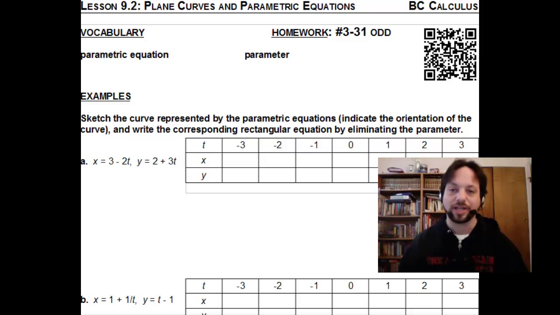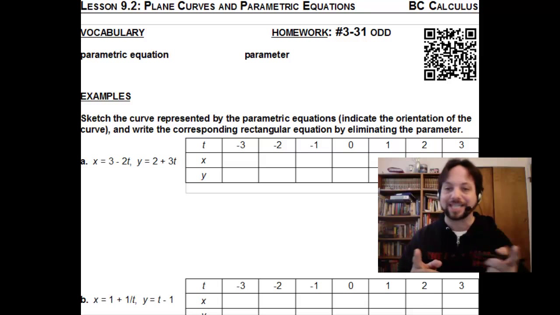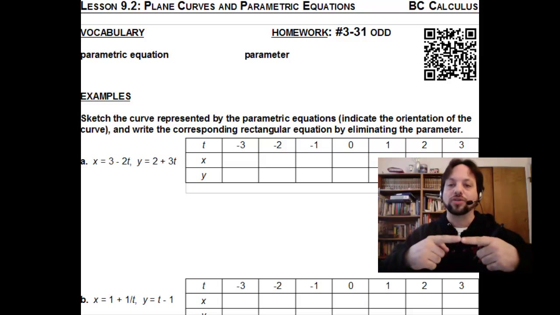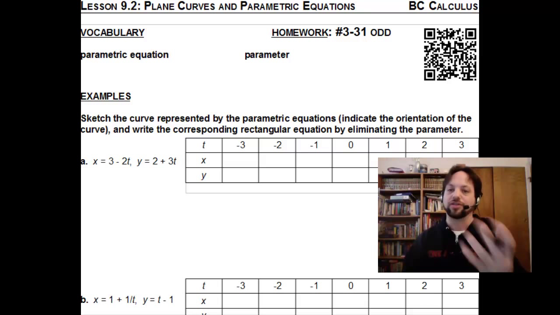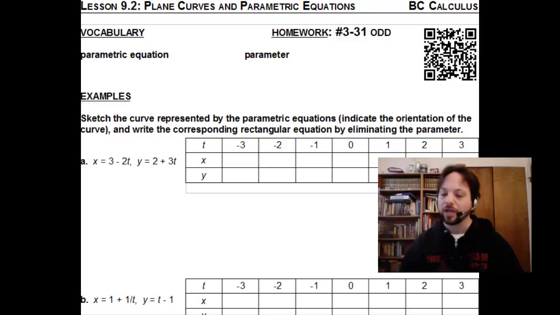Also, we'll learn in this lesson how to take two parametric equations representing x and y and transform those into a singular rectangular function. And those are the functions that we're used to dealing with. So there's really not too many notes to look at in this lesson here. Rather, let's just jump straight into example A.